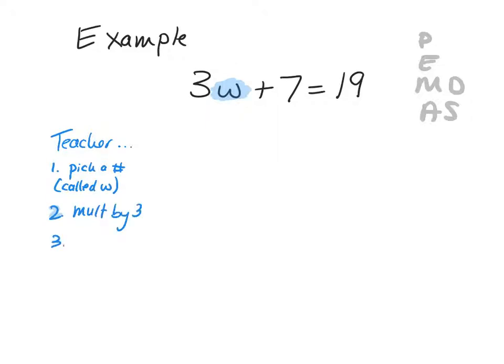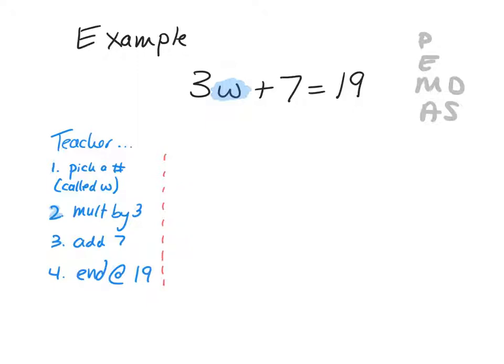And then the last thing they did was they added 7. Now if I do that correctly, or if the teacher did that correctly, starting with their secret number, multiplying by 3 and adding 7, they should have ended up at the number 19. So what I would need to do is undo those things.